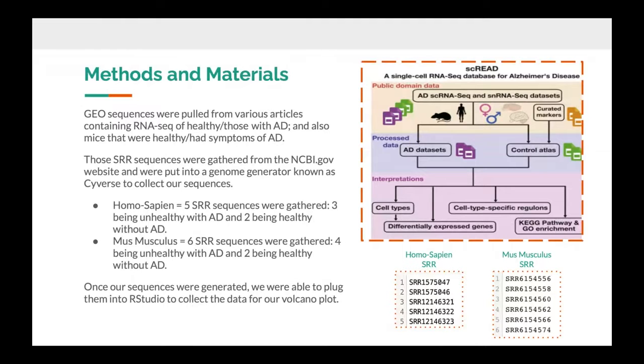For Homo sapiens, 5 SRR sequences were gathered: 3 unhealthy with Alzheimer's disease and 2 healthy without Alzheimer's disease. And for the mouse, Mus musculus, 6 SRR sequences were gathered, 4 unhealthy with Alzheimer's disease and 2 healthy without it. Once our sequences were gathered, we plugged them into RStudio to collect data for our volcano plot.